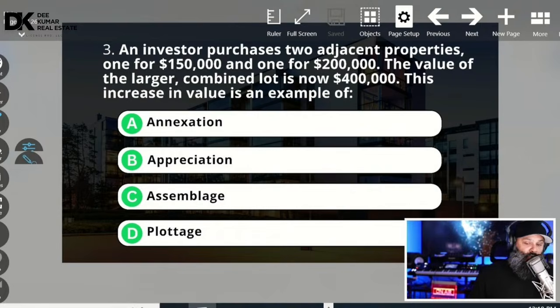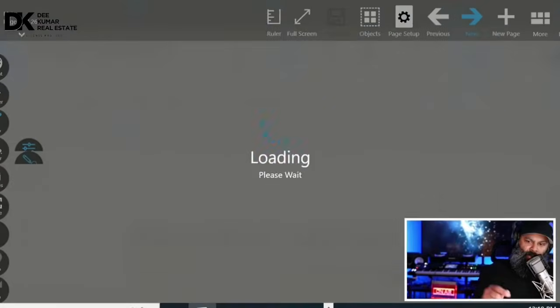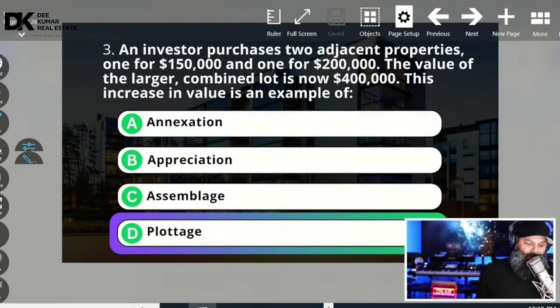An investor purchases 2 adjacent properties, one for $150,000 and one for $200,000. The value of the larger combined lot is now $400,000. This increase in value is an example of, and the answer, letter D, plottage. So here's a good one.